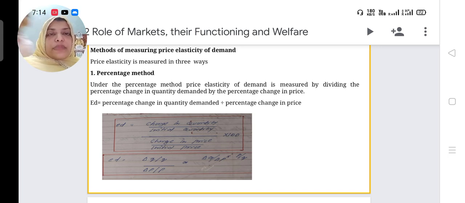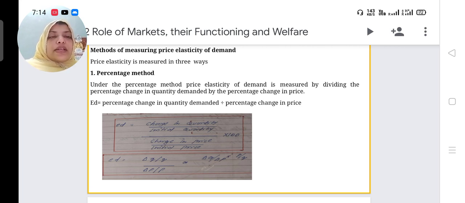Under the percentage method, price elasticity of demand is measured by dividing the percentage change in quantity demanded by the percentage change in price. That is ED. ED is elasticity of demand. Percentage change in quantity demanded divided by percentage change in price. That is ED equal to percentage change in quantity demanded by percentage change in price.